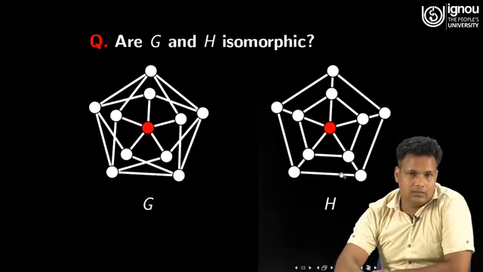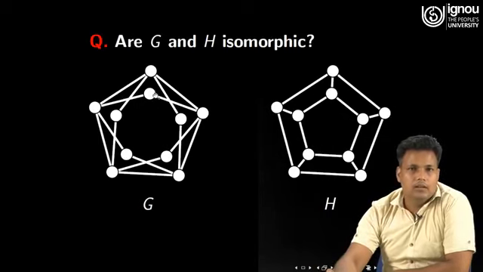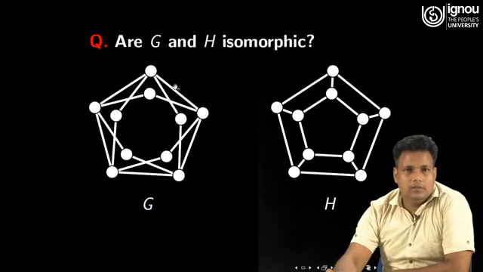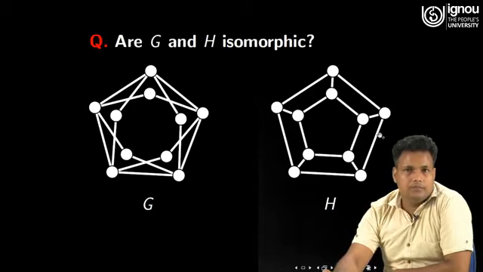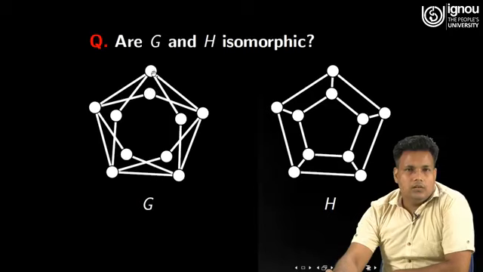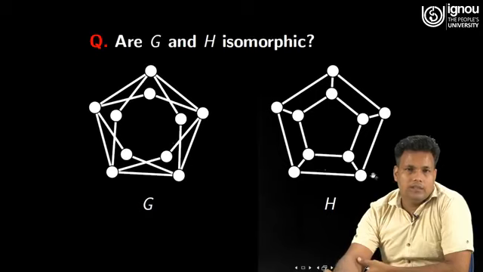But you can see that if you remove these two vertices, what you get is this. This is an induced subgraph of G and this is an induced subgraph of H. This subgraph is regular of degree 3. All the vertices have degree 3 here, but here it is not regular. You can see that there are vertices of degree 4 as well as vertices of degree 2. So this is also one way to show that G and H are not isomorphic.